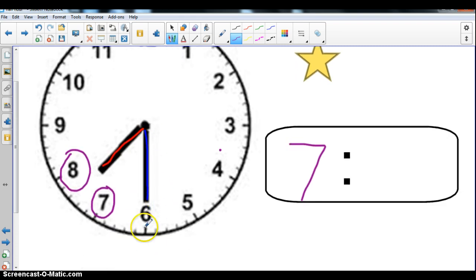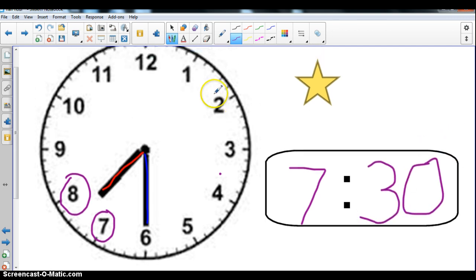When the minute hand touches the 6, we say 30, just like we say o'clock for when the minute hand's touching the 12. When it's halfway around the clock at the 6, we say 30 because we can count by 5s. 5, 10, 15, 20, 25, 30. So the time is 7:30.